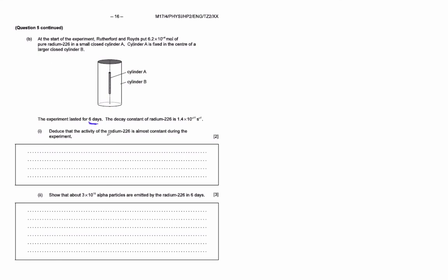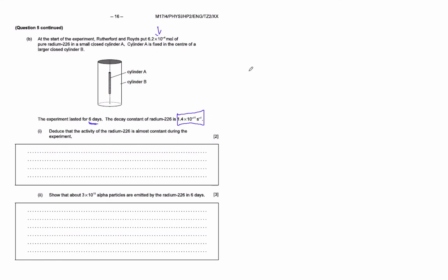Deduce that the activity of the radium-226 is almost constant during the experiment, right? Well, look how small that decay probability is. 6.2 times 10 to the minus fourth moles is a lot of atoms, as we'll figure out in a moment here. But the decay probability is so small that it's going to stay constant. But we can show this.